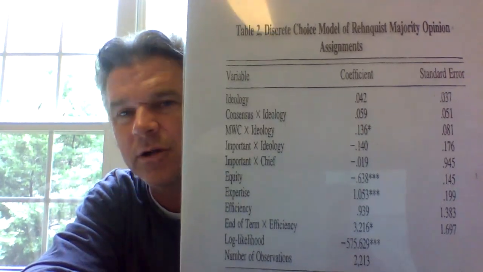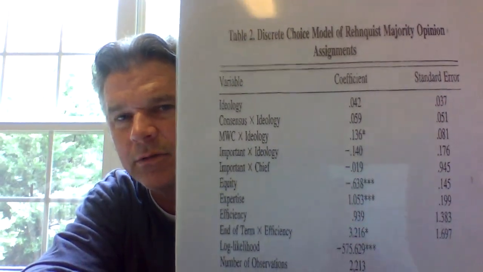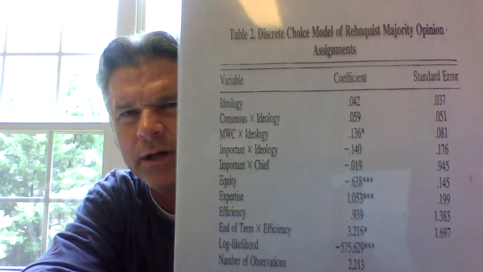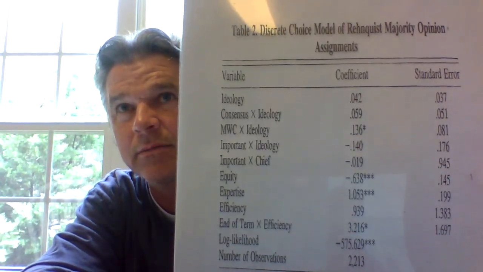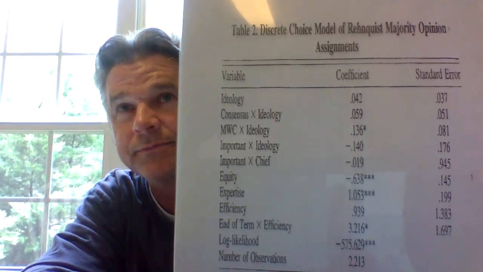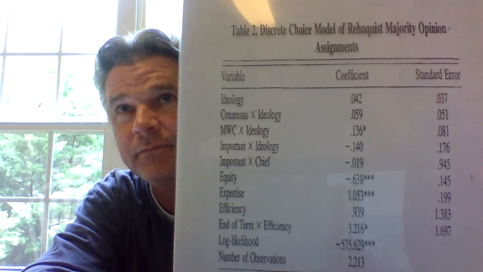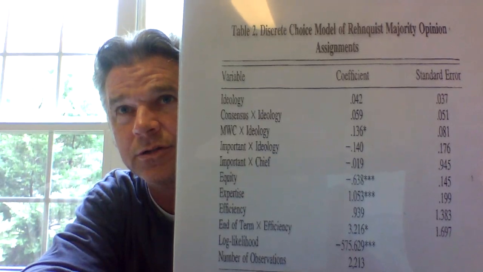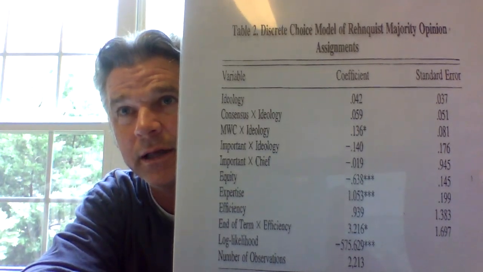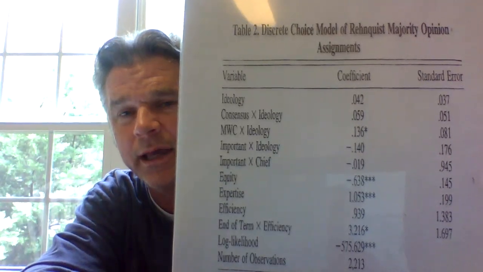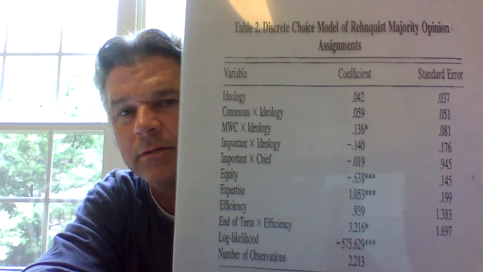And then log likelihood, and number of observations, that's their N, 2,213. So what did we as a class conclude about what affects Rehnquist's opinion assignments after this? Ideology or institutional constraints? Institutional constraints, like equity and that type of thing.